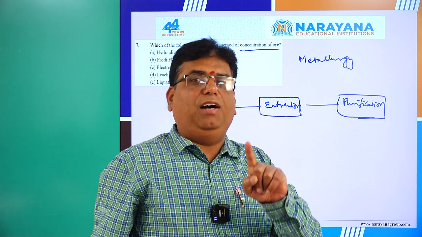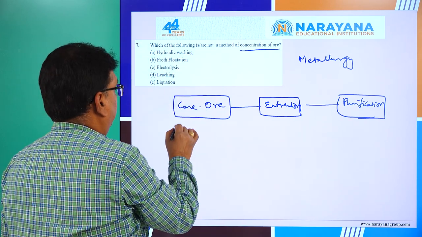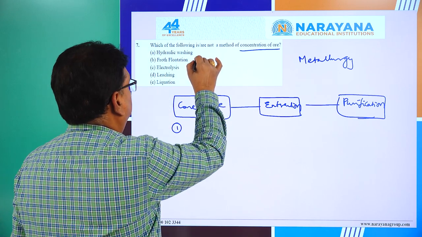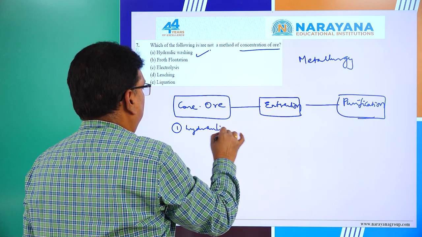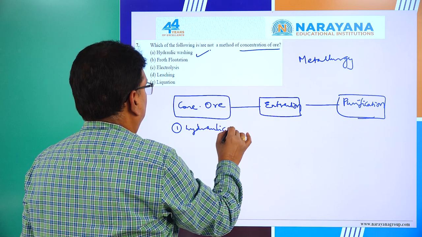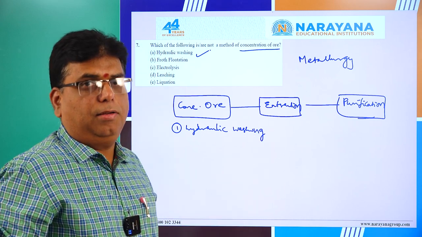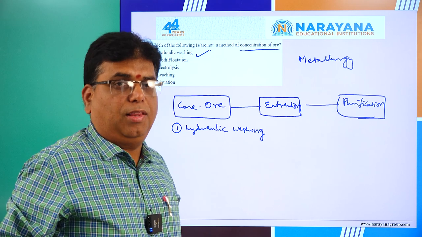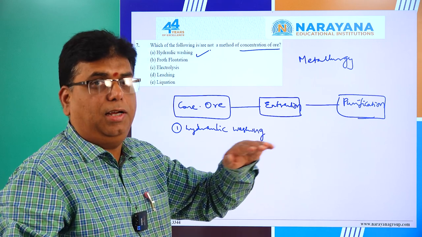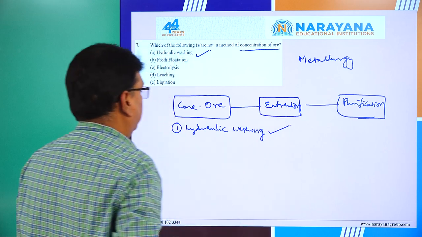Concentration of ore, depending on the nature of the ore and the nature of the impurities, has different methods. Froth flotation, hydraulic washing. Hydraulic washing is concentration of ore. In this, the impure ore is passed along with the water stream, a downward stream. Then, depending on the density of the ore and impurity, they will be separated. So hydraulic washing is purification of ore.